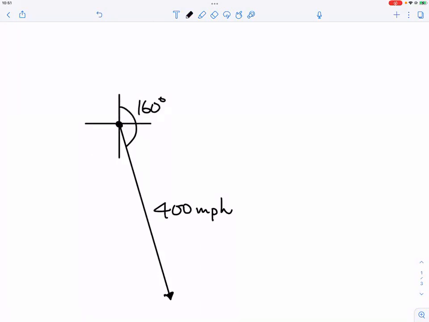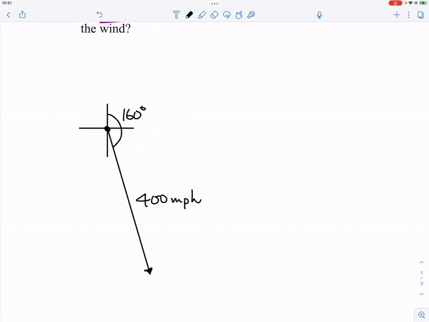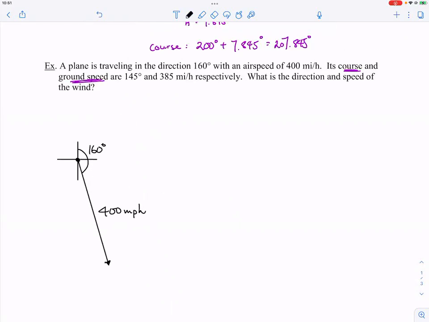Well, north is 0. This is 180. So if you know this is 180, so 160 must be right here. And what is this angle right here between 160 and 180? 20, right? So you know that's 20. Might be useful.